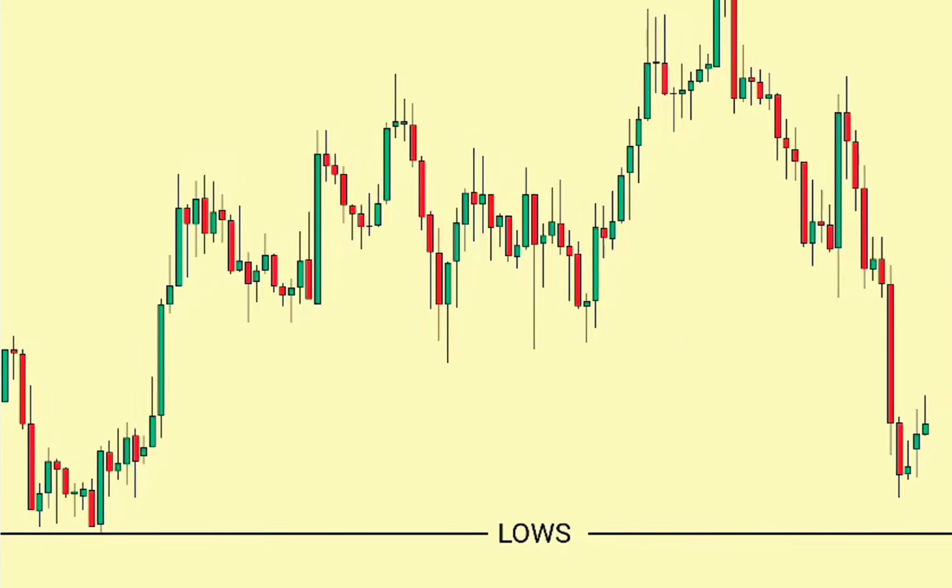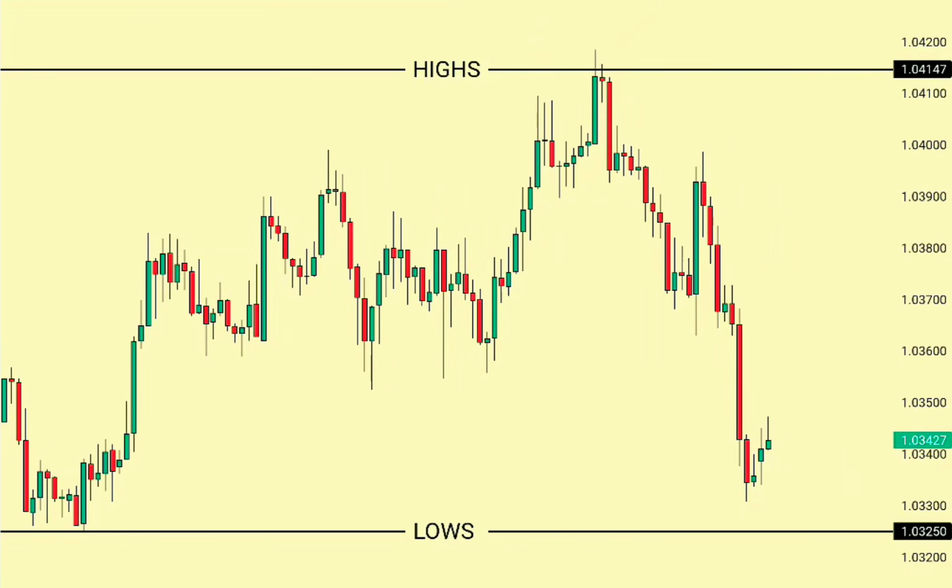These two levels help us understand the overall range of this bullish move. Everything happening between these top highs and bottom lows is happening inside this range. For this lesson, you don't need to focus on every small high and low. Just focus on these main highs and lows, because they'll help you understand where internal liquidity forms in the next step.